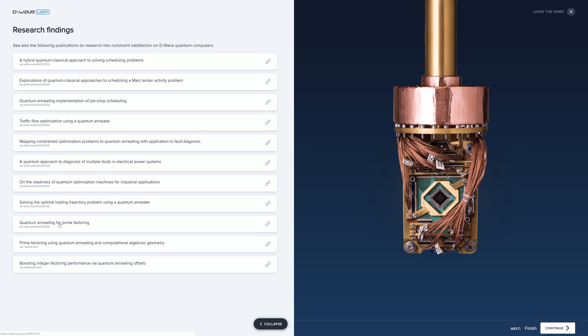Okay, next, quantum annealing for prime factoring. Oh yeah, prime factoring. I did prime numbers. I found prime numbers some time ago by running it through Boink and through other programs. I found many prime numbers back in time. So let's continue. Prime factoring using quantum annealing and computational algebraic geometry.